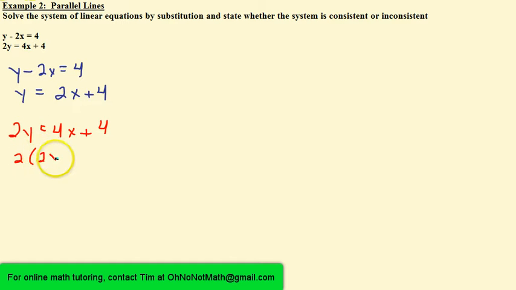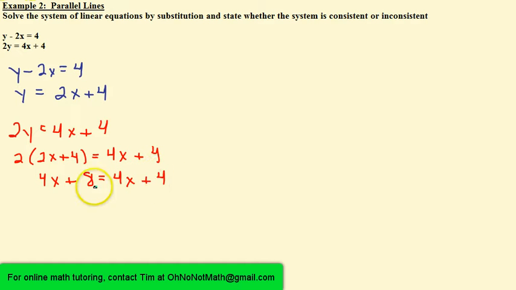So I have 2 times 2x plus 4 equals 4x plus 4. And I want to solve for x. So I have to distribute this 2 across here. So I have 2 times 2x is 4x, plus 2 times 4 is 8, equals 4x plus 4.